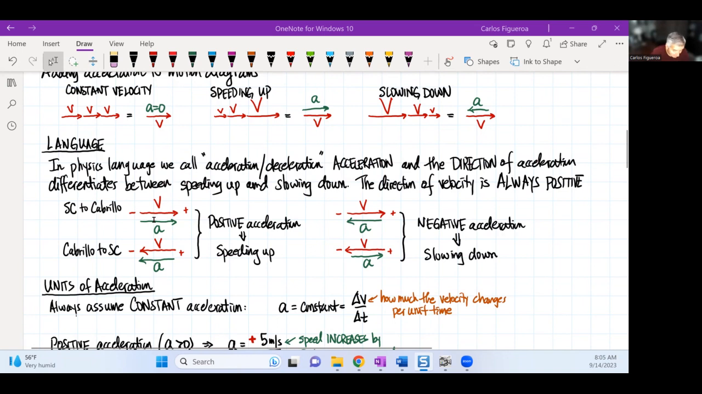So one example is if we are moving from Santa Cruz to Cabrillo and we are speeding up, that velocity, we might say, points in the positive direction. So if I'm speeding up, then the acceleration must be pointed in the same direction as the velocity. And since our velocity is in the positive direction, we call that acceleration positive acceleration and speeding up.